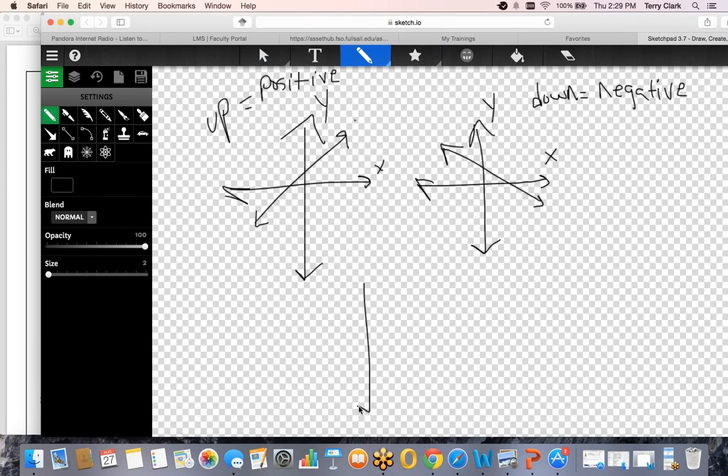And if we have, okay, so I'm gonna give us another one. This one's gonna be flat. Okay, so I'll put it down here somewhere. Okay, so flat equals a zero slope.